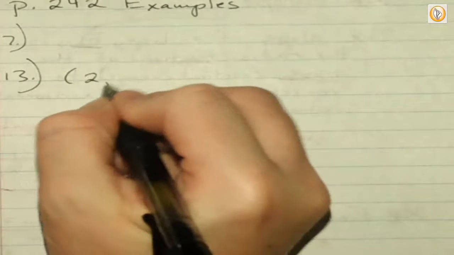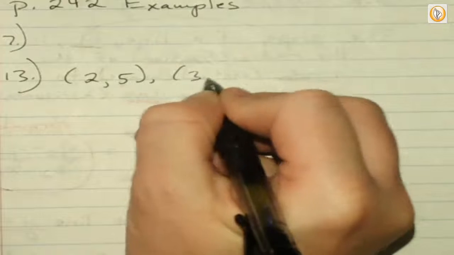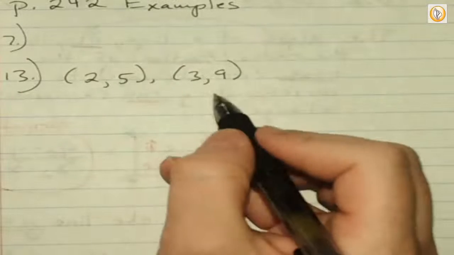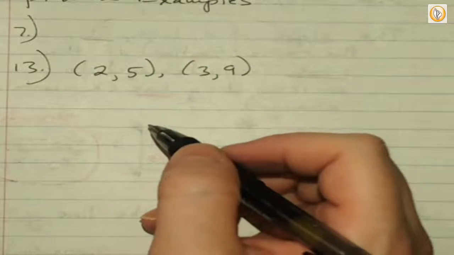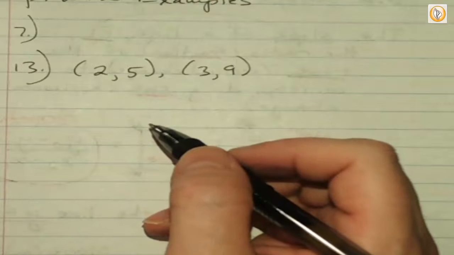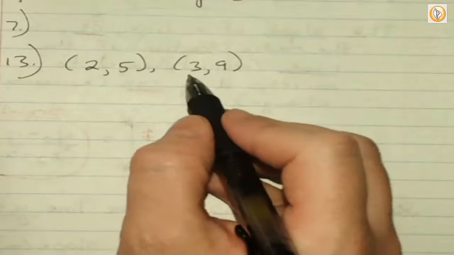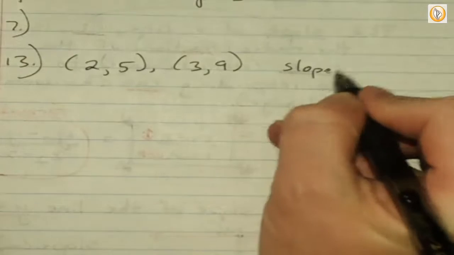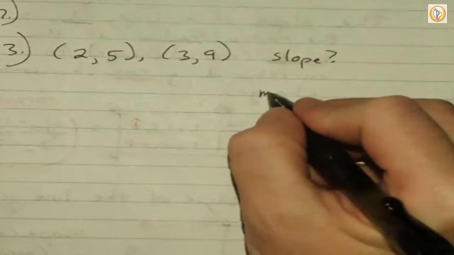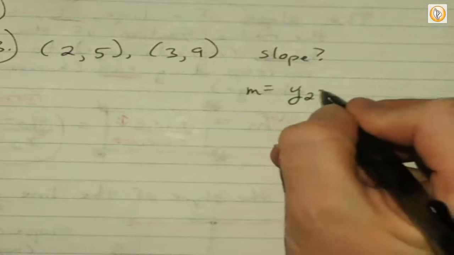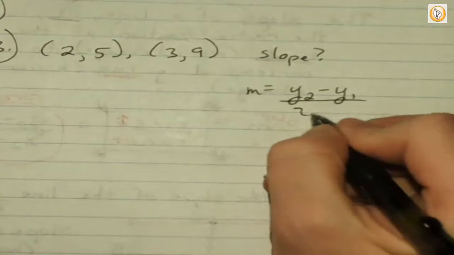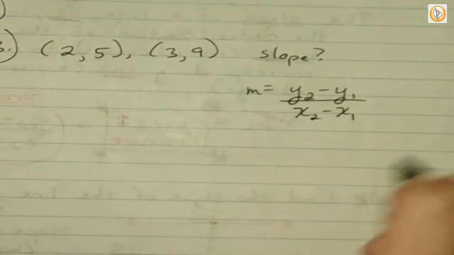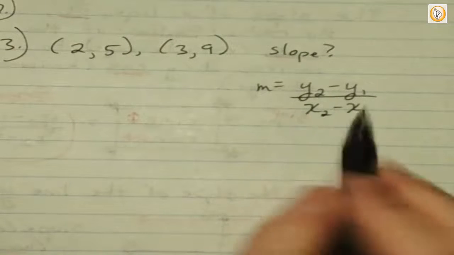All right, it says find the slope of the line passing through the given points. Now, they give you 2 points. I have actually had kids graph this because they forgot the formula. It doesn't always work. So when they give you 2 points and they're looking for the slope, they're wanting you to use the formula y2 minus y1 over x2 minus x1. This is the formula you're going to use.